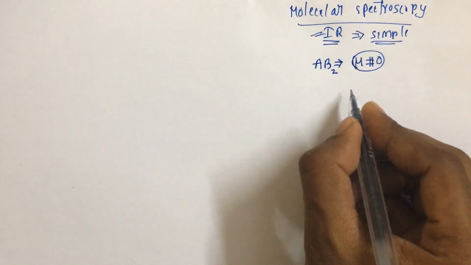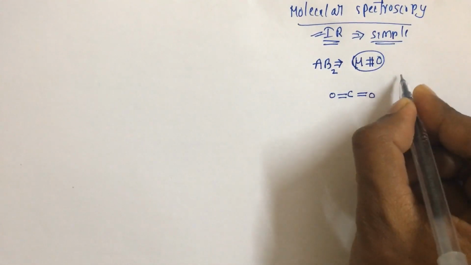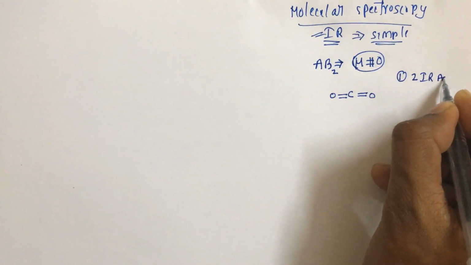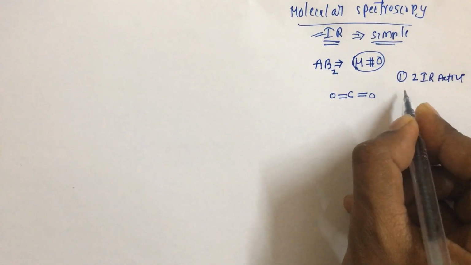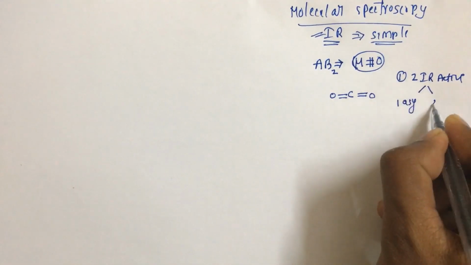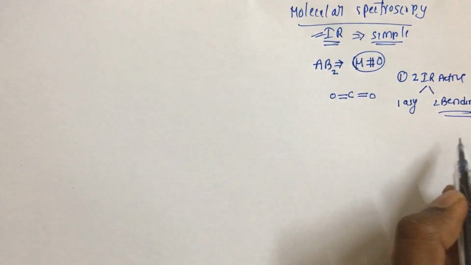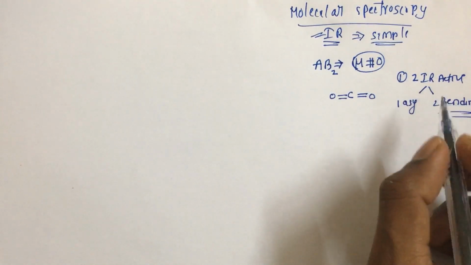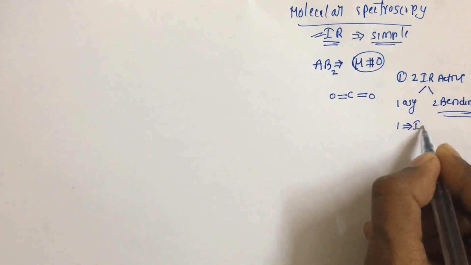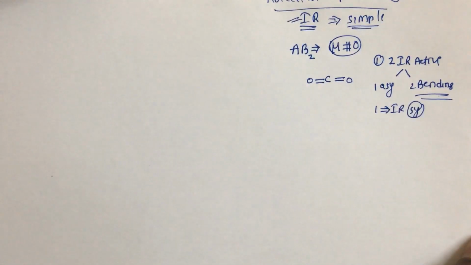So we have a CO2 molecule. This question is asked many times. CO2 molecules have two IR active modes, one asymmetric and two bendings. These two bending vibrations are degenerate, so we count them as two IR active vibrations, and one IR inactive vibration, that is the symmetric vibration. So we know this very well.